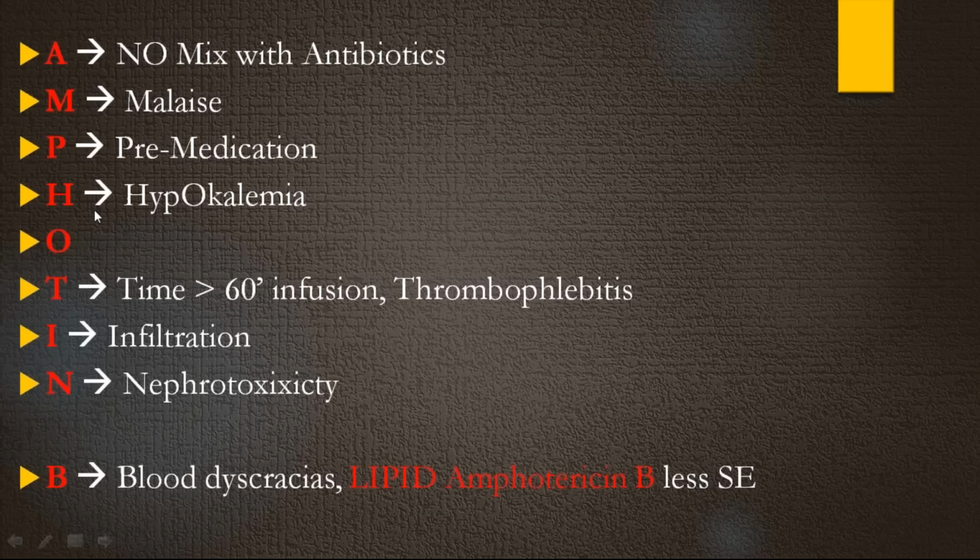All right, so here we have the amphotericin side effects. A means no mixing with antibiotics. M, malaise. P, pre-medication, because the injection is for systemic severe fungal infections. So the patient is having nausea and vomiting, so we give some pre-medications to stop these side effects. Hypokalemia. So amphotericin can lead to hypokalemia. Time of infusion, more than 60 minutes. They can produce infiltration and nephrotoxicity. And we have another open eyes. Here is the lipid amphotericin B. Lipid amphotericin B is going to have fewer of the side effects that we just mentioned before.